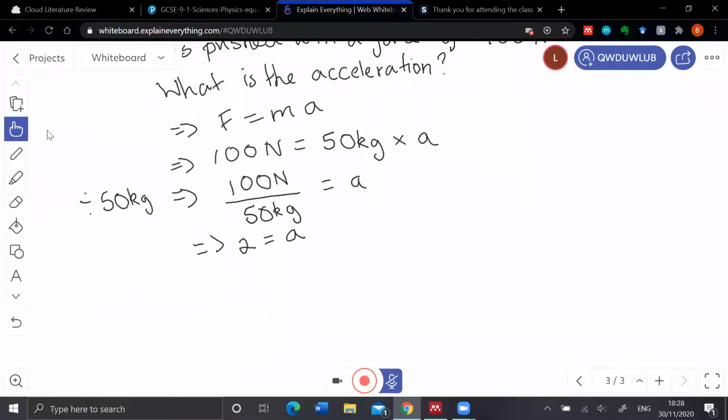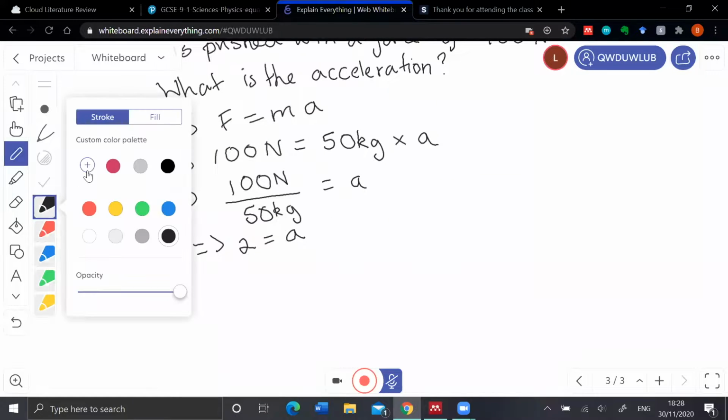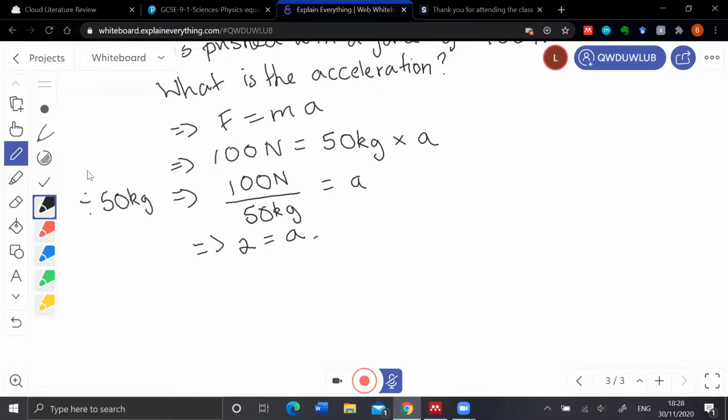Okay, let's just go down and look because I can obviously write it out properly. Generally we write the letter equals something, don't we? That's just a convention. Oh, I somehow changed my pen. Okay. Right. A equals 2. And let's think about the units here. Acceleration is measured in meters per second squared. That's the units of acceleration.